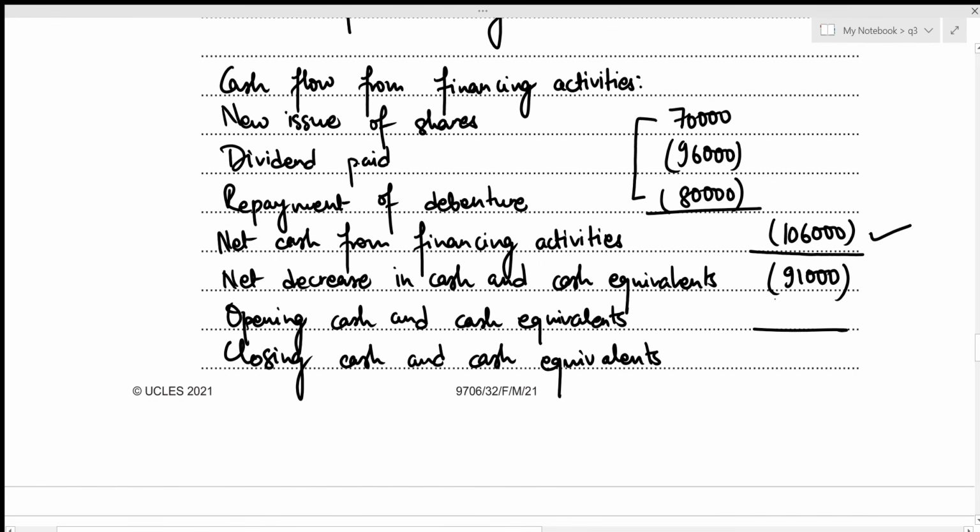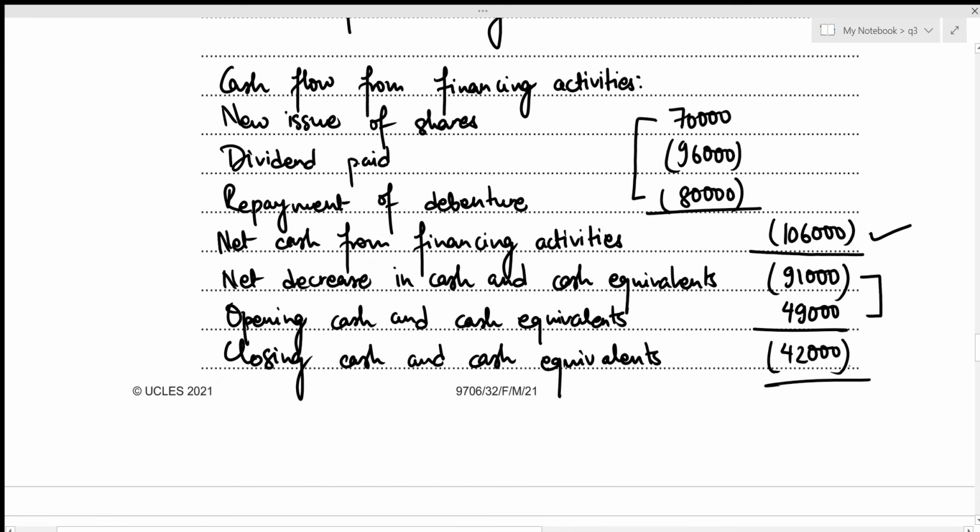That's 49,000. Now the closing balance is just the sum of the net decrease and our opening balance, which is minus 91,000 plus 49,000, which is also negative 42,000. Okay, and this concludes our cash flow statement.